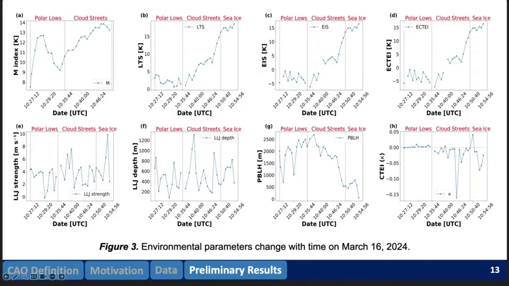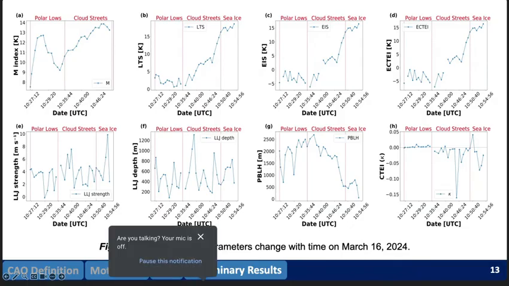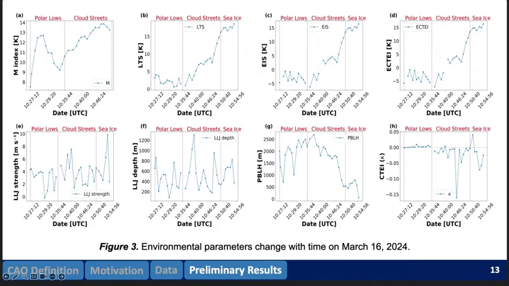First, looking at the M index at the very beginning, near Kiruna, Sweden, we have a relatively lower M index, below 8. And when the aircraft flew through the polar lows, we have the M increased at the very beginning, but it decreased rapidly after that. So the M index variation within the polar lows is very complicated. But for the cloud streams region, we can see that generally there is an increasing trend. So the closer we get to the sea ice, the larger the M index we got, so the stronger the CAO we have.